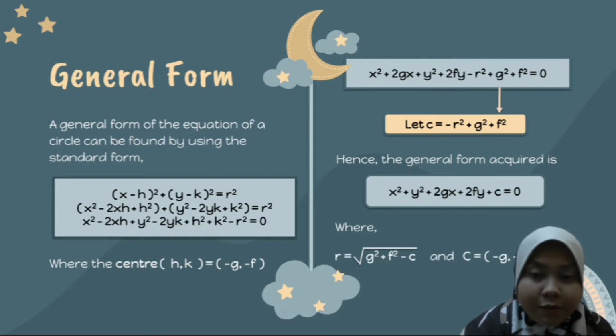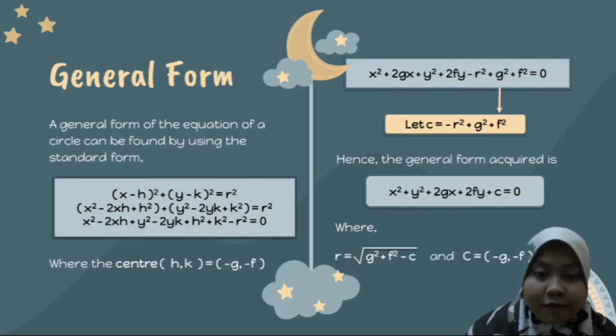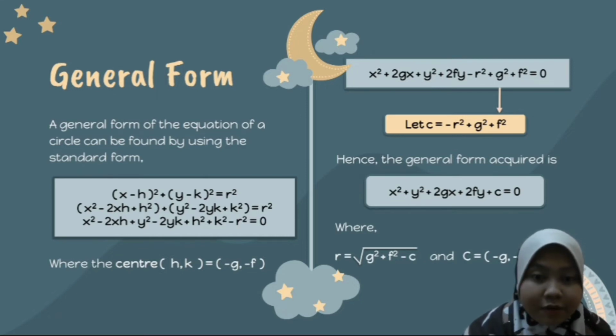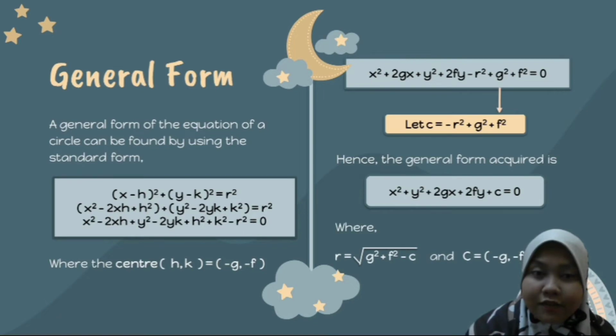It will become x squared plus 2gx plus y squared plus 2fy minus r squared plus g squared plus f squared equals 0, and let c equal negative r squared plus g squared plus f squared. Hence, the general form that is acquired would be x squared plus y squared plus 2gx plus 2fy plus c equals 0, where r is equal to the square root of g squared plus f squared minus c, and the center would be (negative g, negative f).